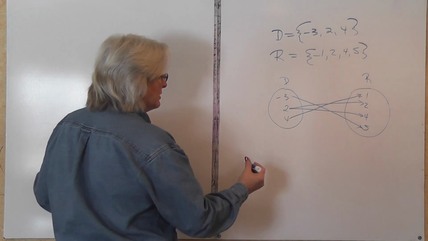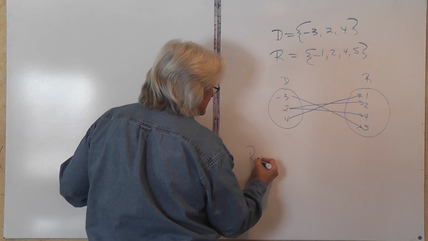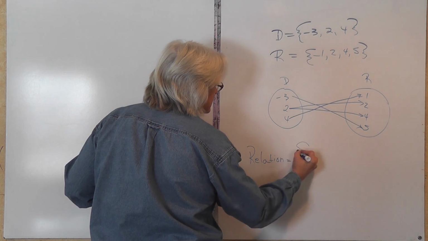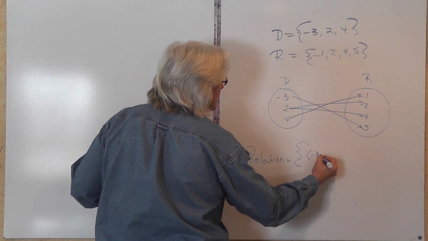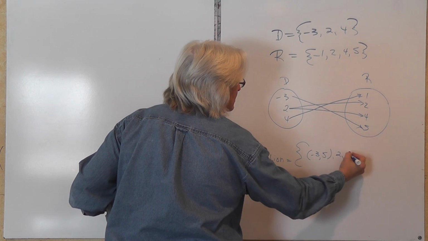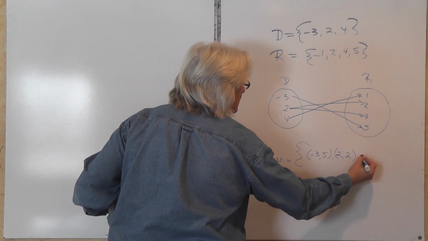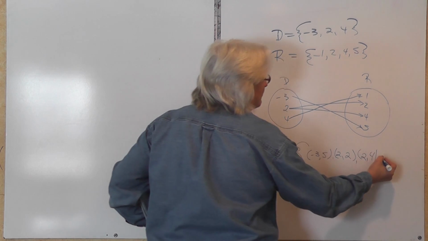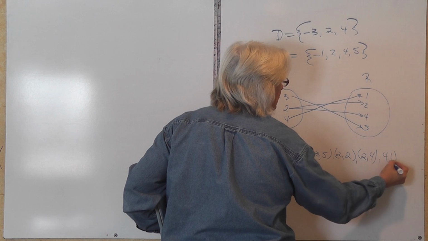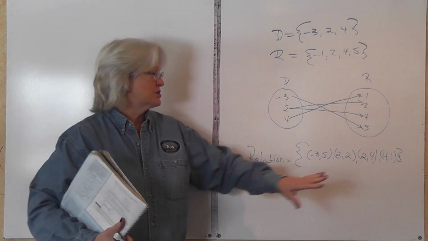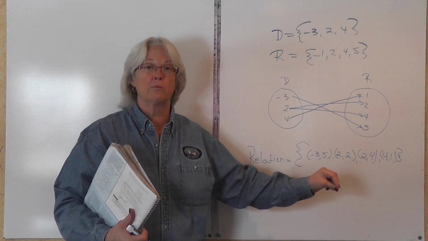So what was our relation? We had a specific relation that was defined to be the set containing the ordered pairs (-3, 5), (2, 2), (2, 4), and finally, the last ordered pair was (4, 1). So we have this relation, which consists of these 4 ordered pairs.